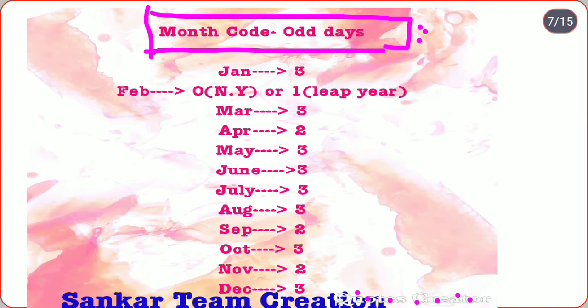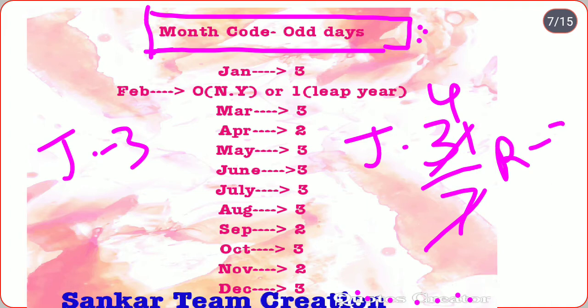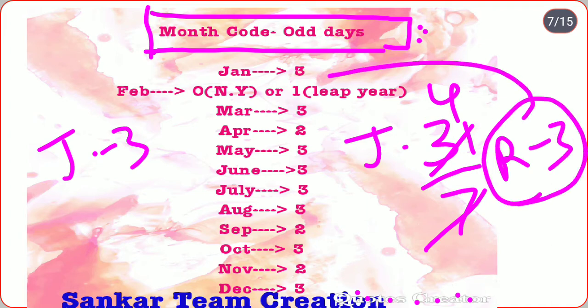So month code means easy. January month code is 3. How will we find out January? January month is 31 days divided by 7. 7 1s are 7, 7 4s are 28. Remainder is 3. So this remainder is equal to 3, that is, odd days is equal to 3. Are you understanding? So January month code is equal to 3.